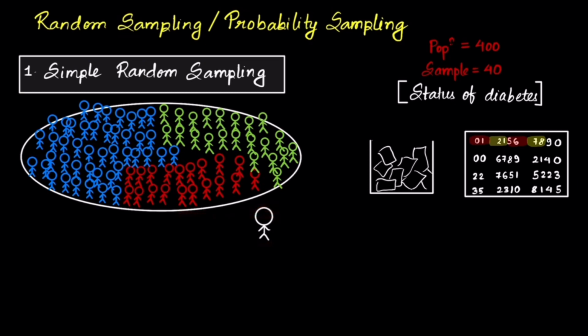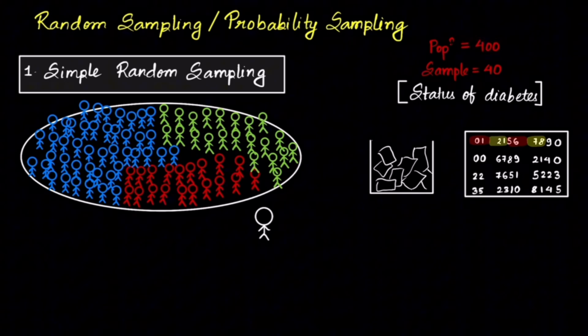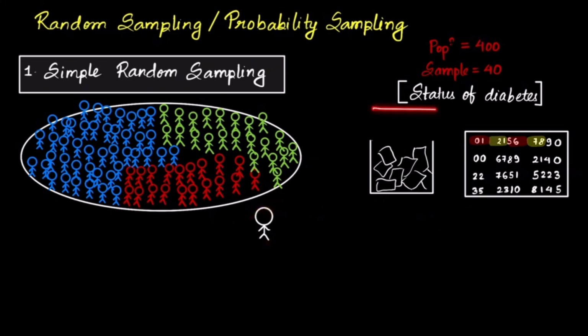Let's say we have a community right here, and the surveyor wants to study this community. The population of the community is 400, and the sample he requires needs a total of 40 individuals from these 400 people. The surveyor wants to study the status of diabetes in this particular community.